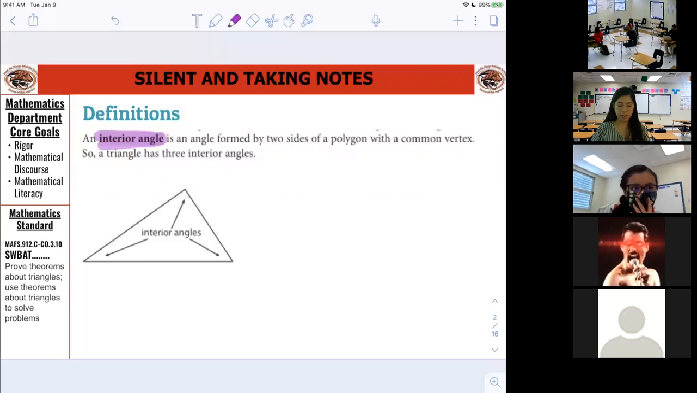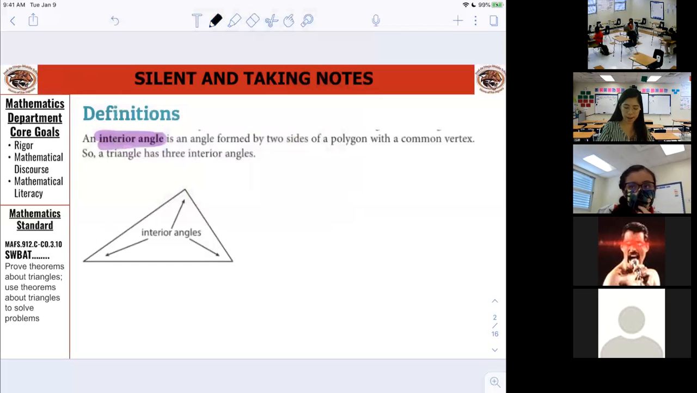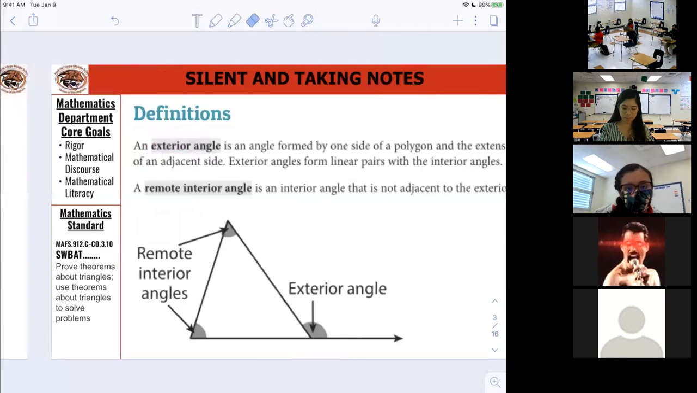All right. So this is interior angles. This one's pretty easy. It's just anytime you have any type of polygon. Let's say I have a pentagon. How many interior angles does a pentagon have? 5. Yeah, there you go, 5. So it's just the number. Why did you say 6? It's a pentagon. Pentagon is 5. So interior angles are simply how many angles are on the inside of a polygon.